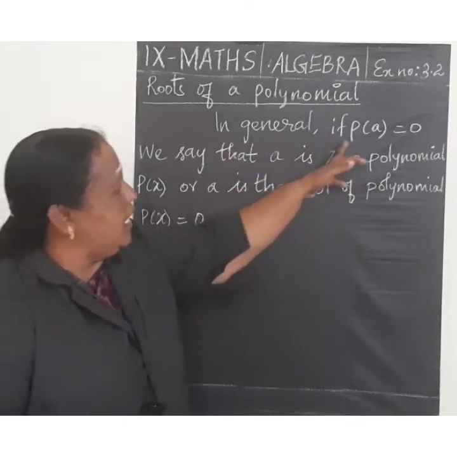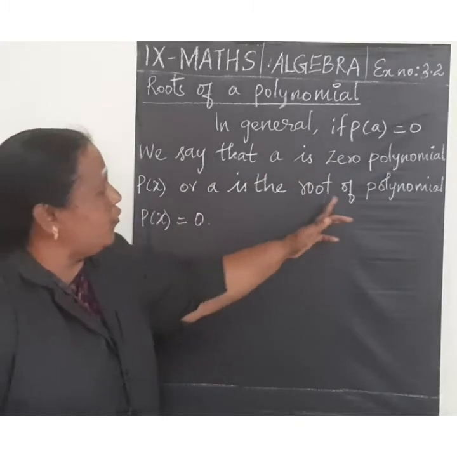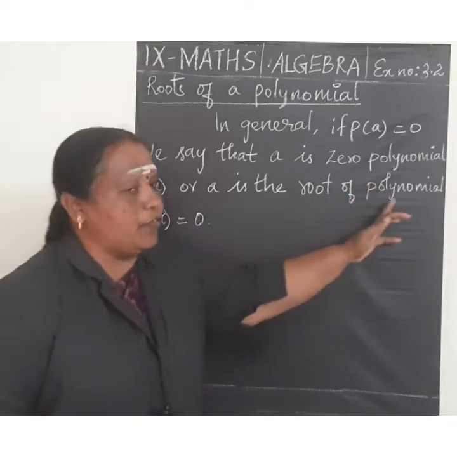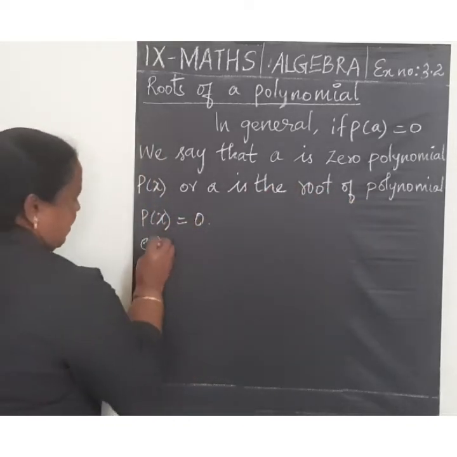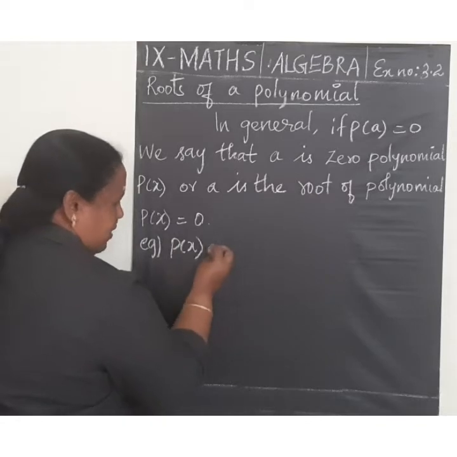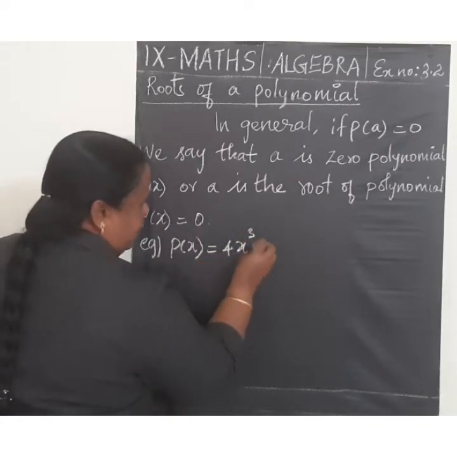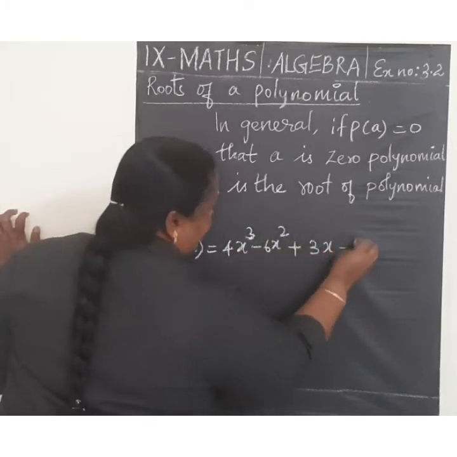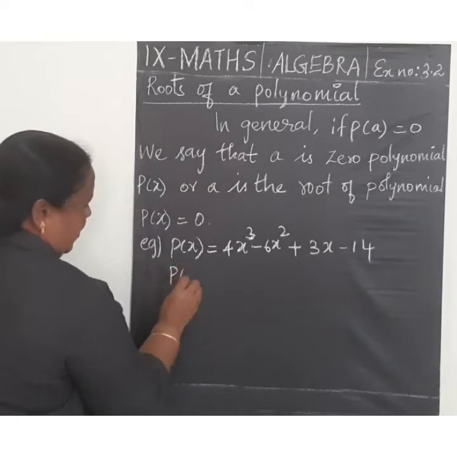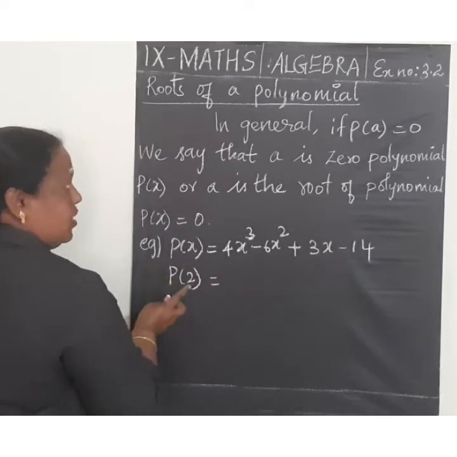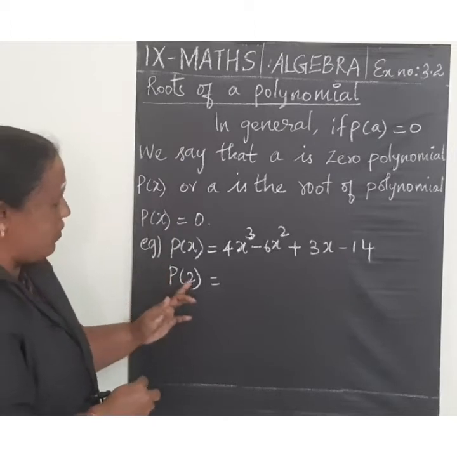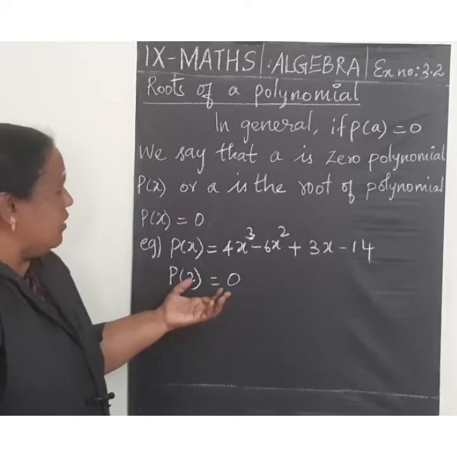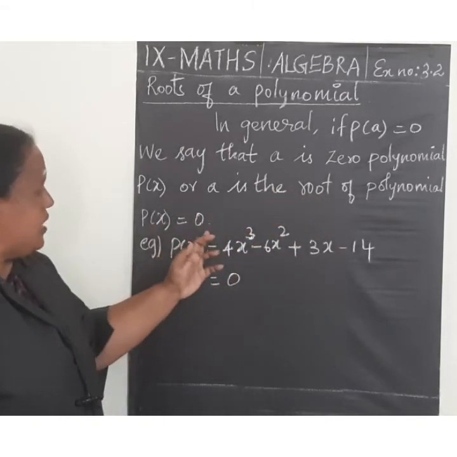Like that, if they say a is the root of the polynomial, the value we are substituting is called the root of the polynomial. For example, p of x is equal to 4x cube minus 6x square plus 3x minus 14. Now we substitute the value: p of 2 is equal to 0. So 2 is the root of the polynomial p of x is equal to 0.